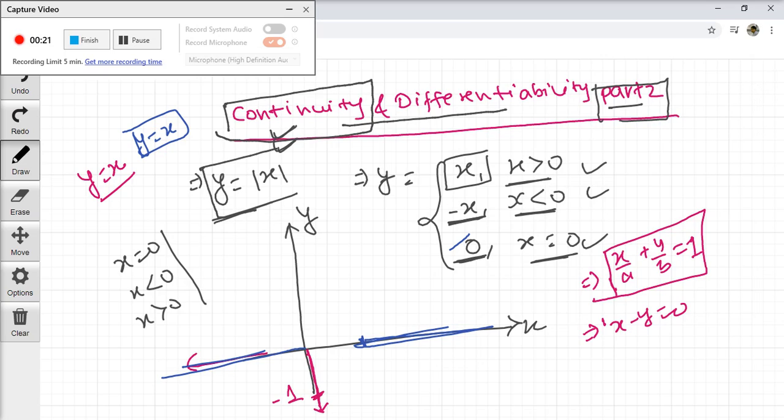We are drawing the graph of y is equal to mod x, and I have shown you in the previous video how y is equal to mod x is written: y is equal to x when x is greater than 0, y is equal to minus x when x is less than 0, and y is equal to 0 when x is equal to 0. Actually there are three functions: y is equal to x, y is equal to minus x, and y is equal to 0.